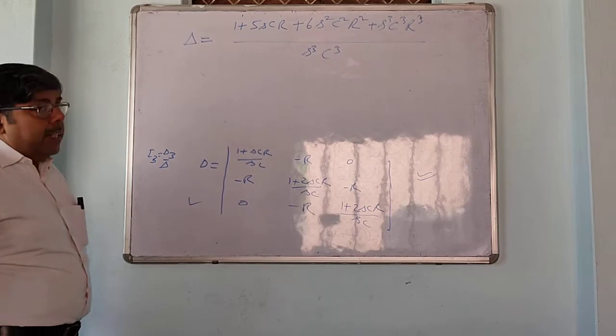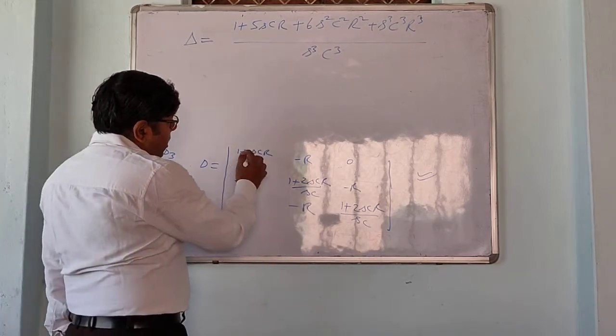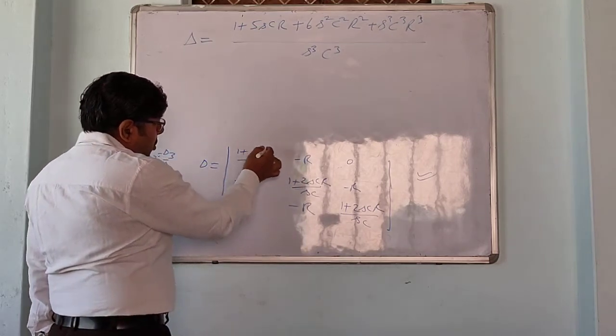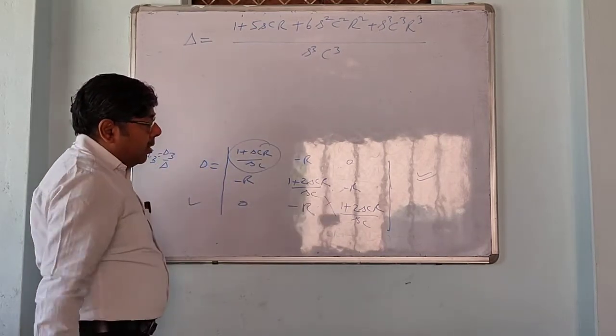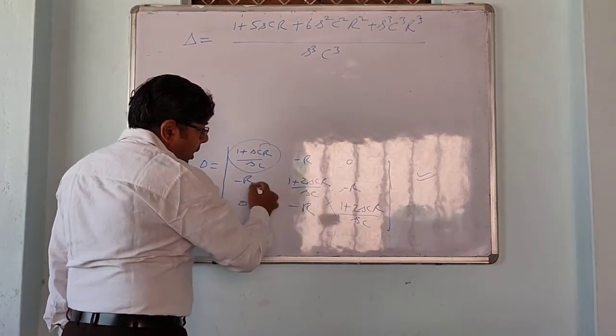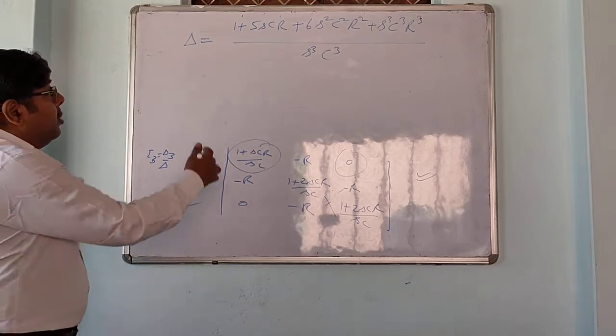After this, you have to solve this determinant. You can expand in terms of the first row. So this element into the cross multiplication of this, then minus this cross multiplication of this, then in terms of 0. After expansion, you will get this.